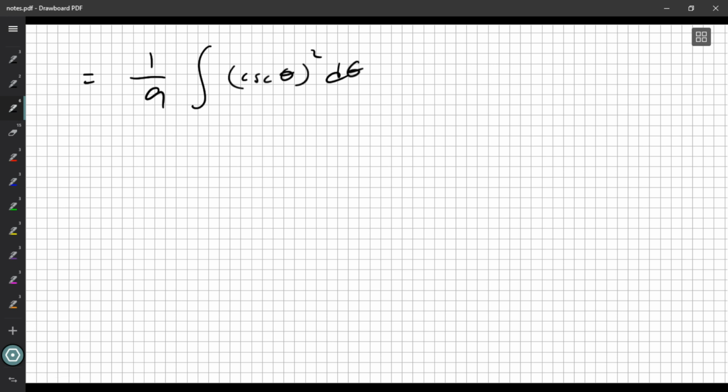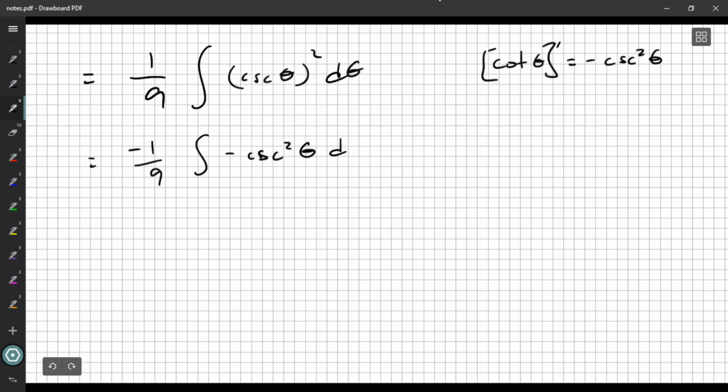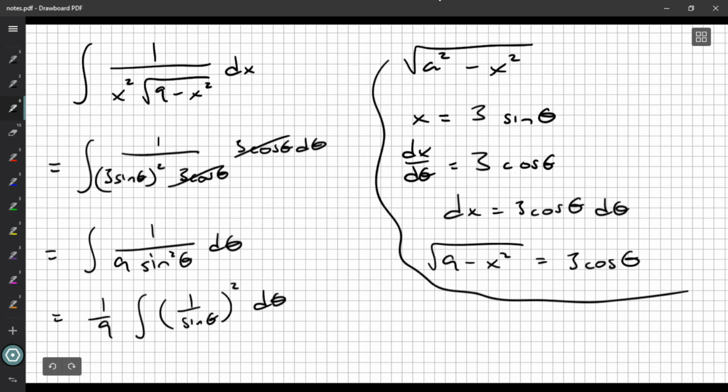Okay, now cosecant squared. Oh yeah, that's the derivative of cotangent. Well, almost. The derivative of cotangent is minus cosecant squared, but we can change that easily enough. Bring a minus sign outside, so we're free to bring a minus sign inside. So we get minus 1/9 cotangent theta plus a constant. Great, we're done, right? Well, they gave us the problem in x.